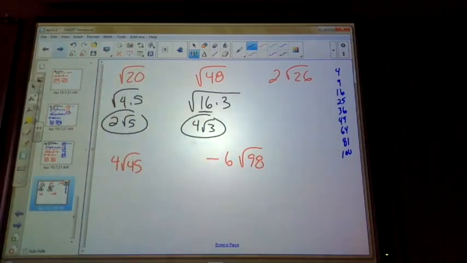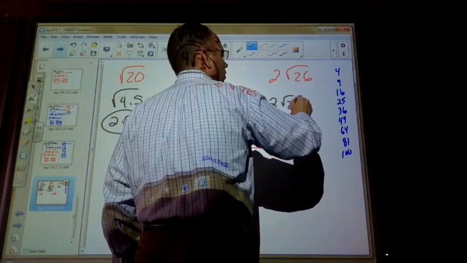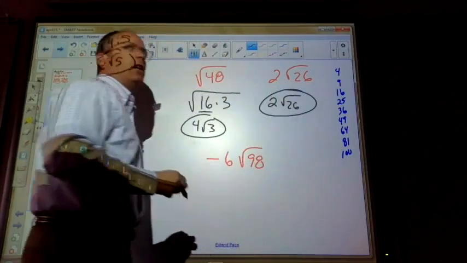Next, square root of 26. Let's see, what perfect square factors go into 26? Does 4? No. 9? 16? 25? Any perfect squares that go in there other than 1? So this answer is just itself. It's already reduced down. You can't take it any further.